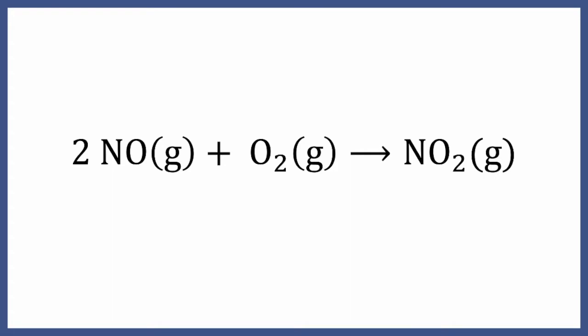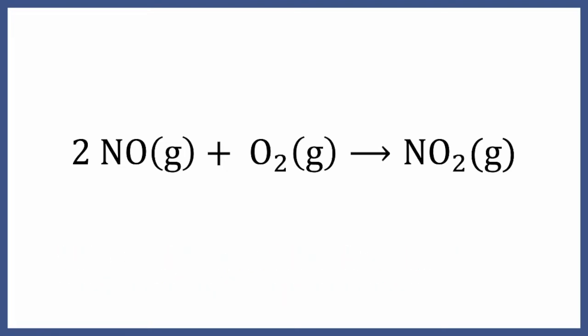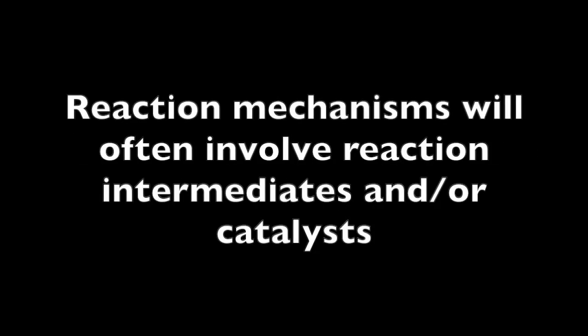Although the overall reaction can tell us something about what bonds were broken and formed, we only see the beginning and end of the process. We can't tell what steps occurred during the reaction just by looking at the overall equation. A reaction mechanism describes the sequence of elementary reactions that must occur to go from reactants to products. Reaction mechanisms will often involve reaction intermediates and/or catalysts.